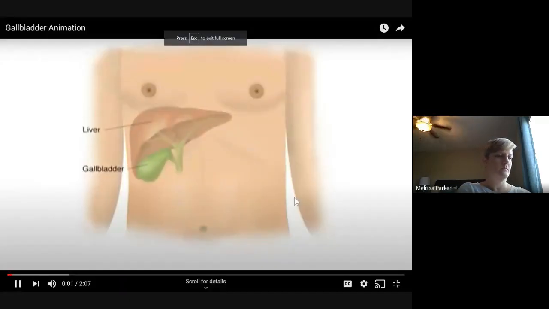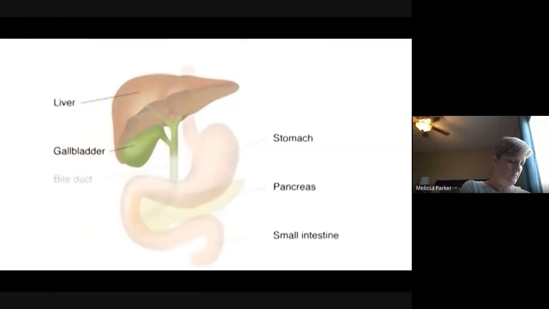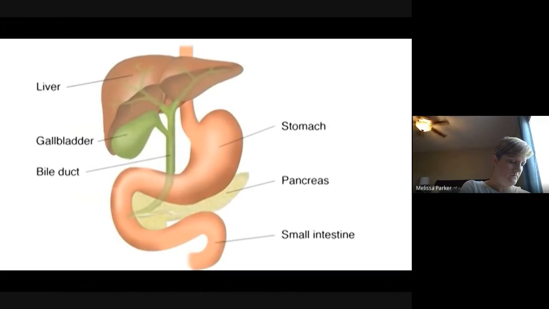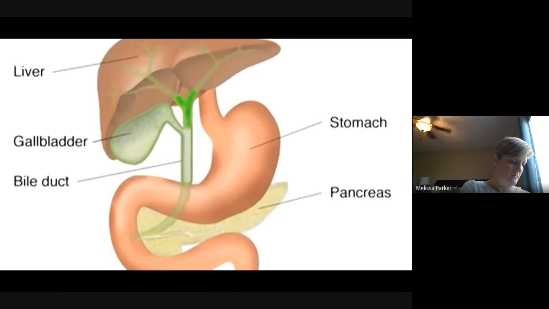The gallbladder is located in the right upper abdomen, underneath the liver, just behind the rib cage, on the right side. The liver produces bile, which is used to digest food. The bile is secreted down the bile ducts and stored in the gallbladder. Whenever you eat a meal, the gallbladder contracts and it pumps the bile down the bile duct into the intestine, where again, that bile is used to help digest foods, especially fatty foods.